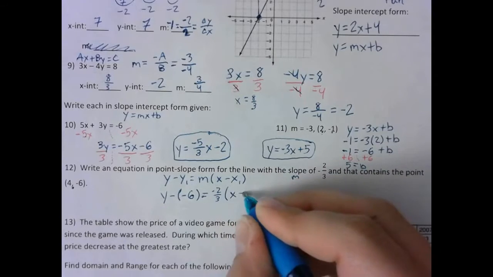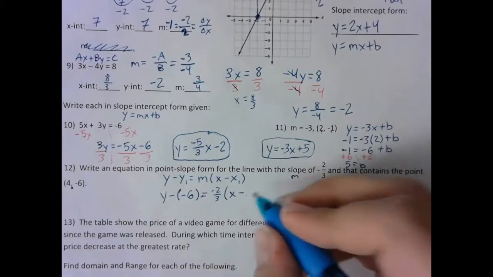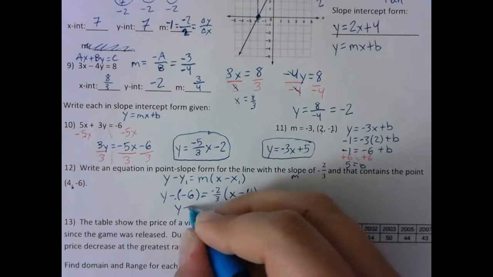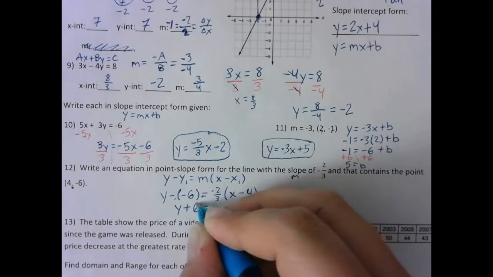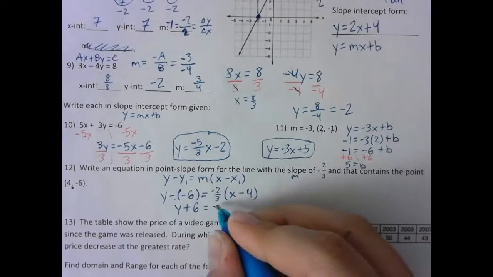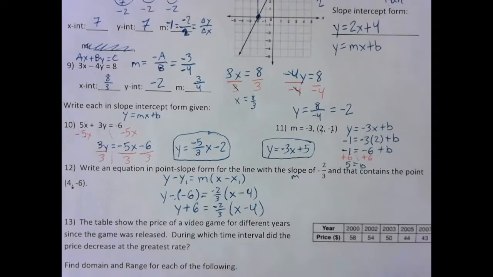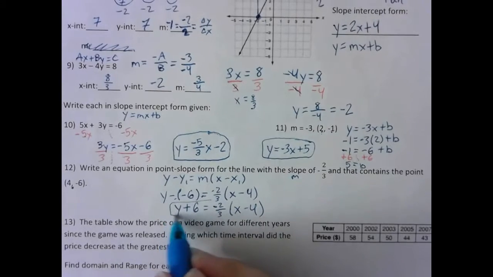Times x minus x1 is 4. Here's why I put this in parentheses. We need to see that we have a negative 6, which is really negative 1 times negative 6. That's plus 6. So we end up with y plus 6 equals negative 2/3 times the quantity x minus 4. That is point-slope form.